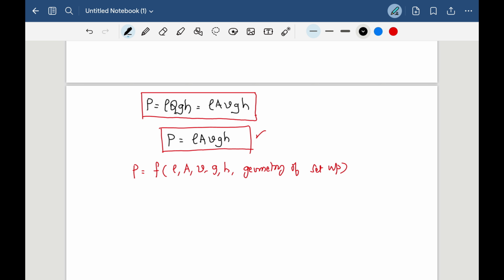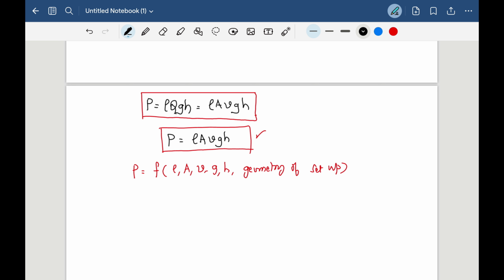Then geometry of the setup. The reservoirs and pipelines may not be fully circular. There can be geometrical problems due to the roughness of the pipeline, due to the bends in the pipeline, due to the restrictions in the geometrical constructions at the site. That is the geometry of the setup of the system.